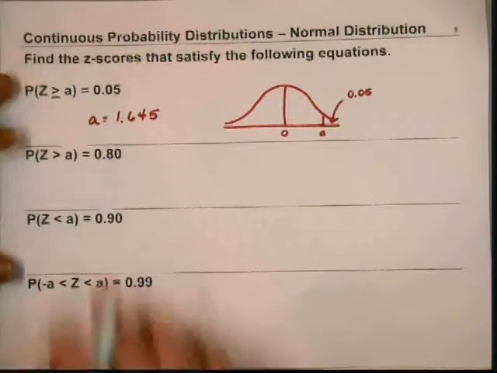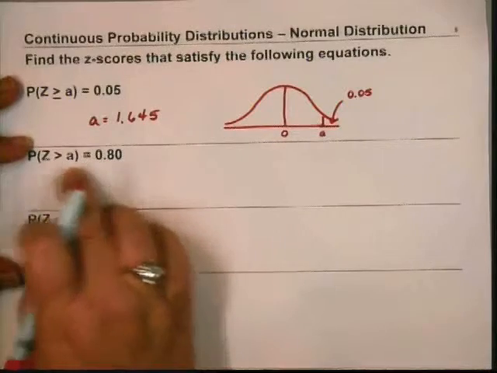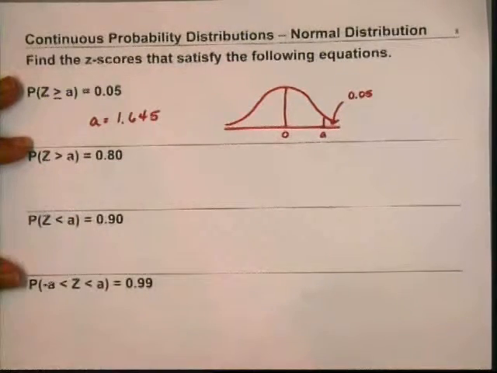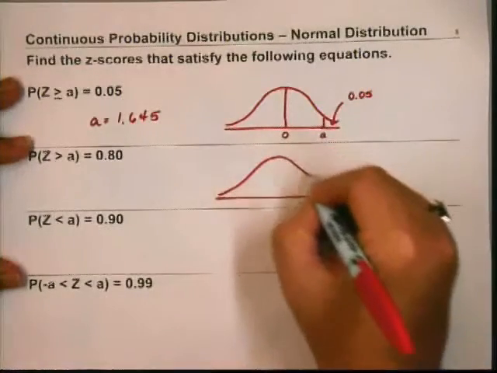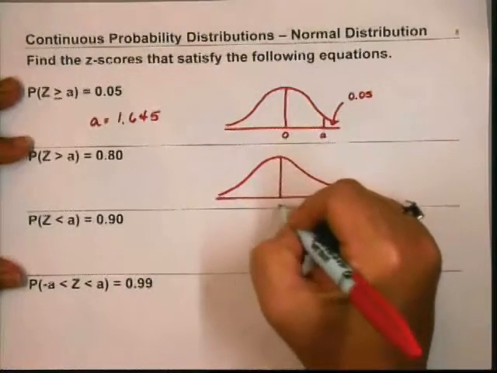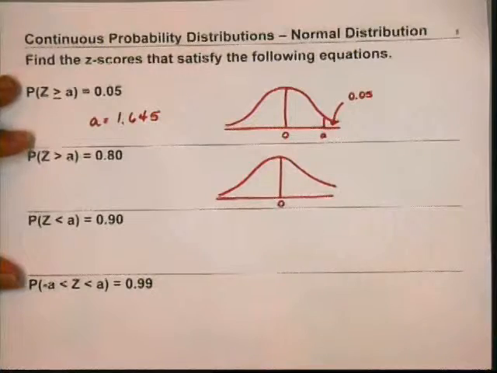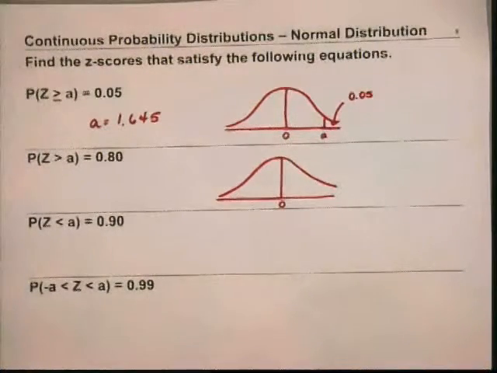All right. If the right-hand area is equal to 0.8, what is the value for a? Okay, where is a with respect to 0? To the right or to the left?